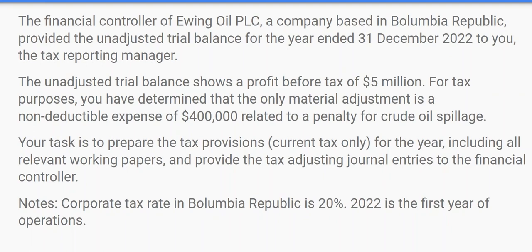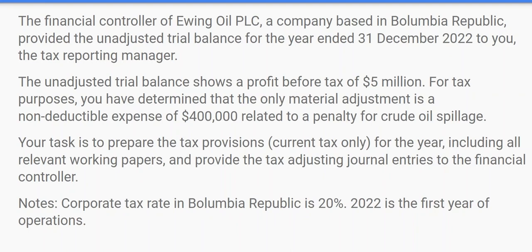million. And for tax purposes, as a tax manager, you have determined that the only material adjustment is a non-deductible expense of $400,000, which is related to a penalty for crude oil spillage. Your task as a tax reporting manager is to prepare the tax provision. But for now, we'll just focus on current tax for the year ended.